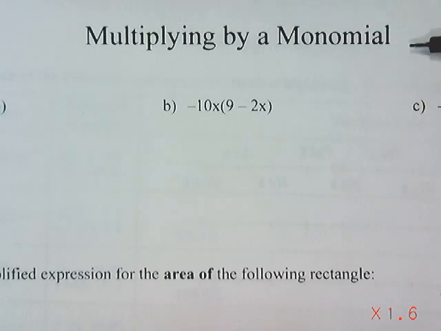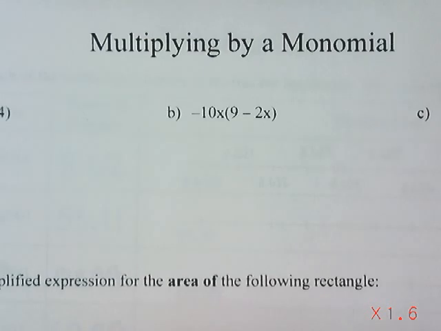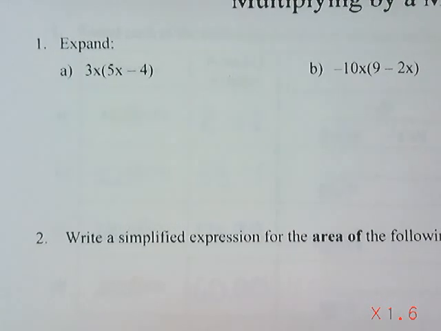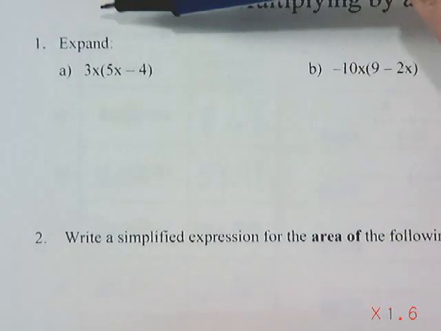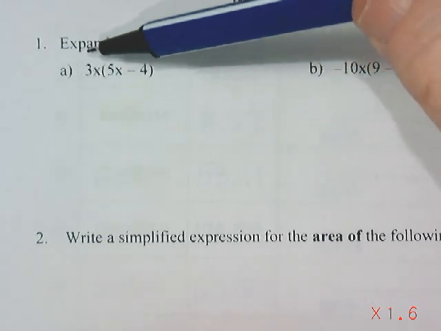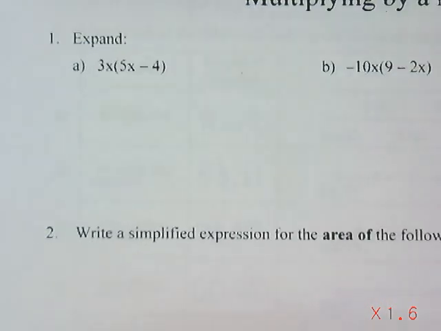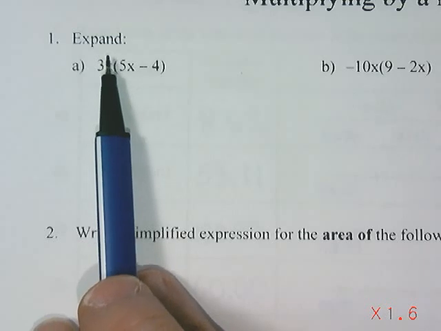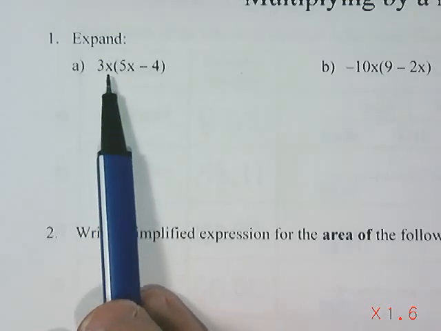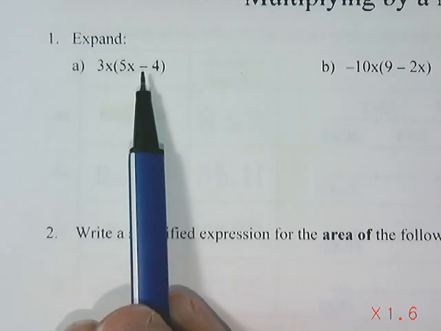Now, we actually did some distribution yesterday when we were reviewing. So today, the only difference between what we did yesterday and what we did today is that we now have x's along with the number that's out front. So yesterday, we did things like just 3 times 5x minus 4. Today, we're going to do 3x times 5x minus 4.